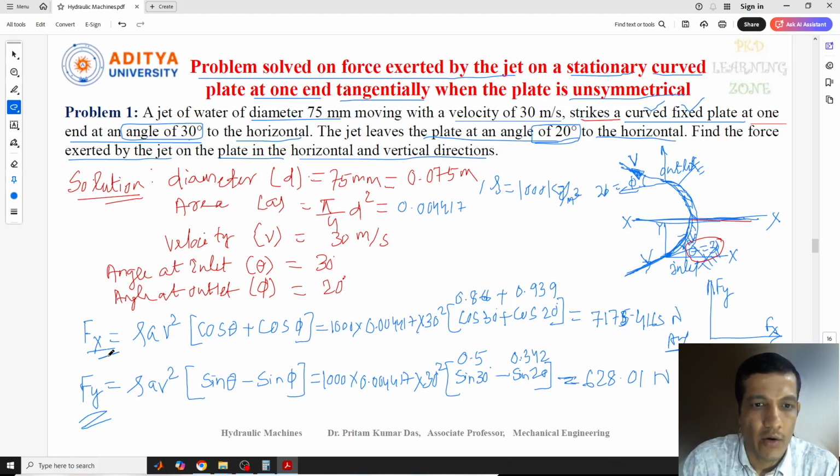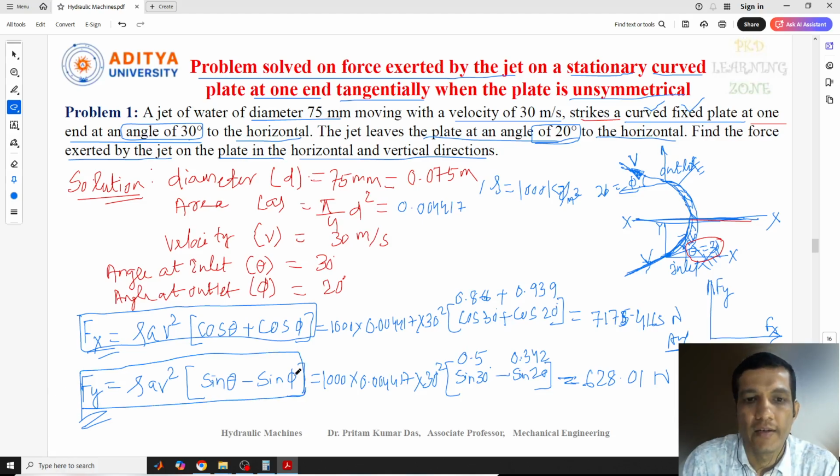So I hope you understand how to solve it. We just need to remember the formulas for the force exerted in the x direction and the force exerted in the y direction, and the remaining things we can easily do. I hope you understand.